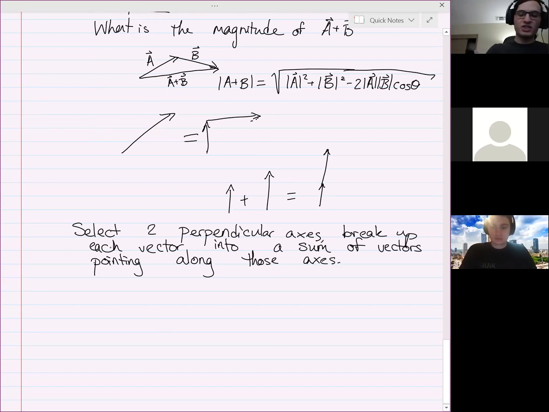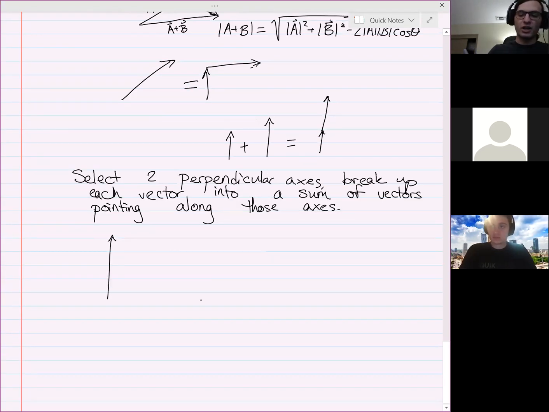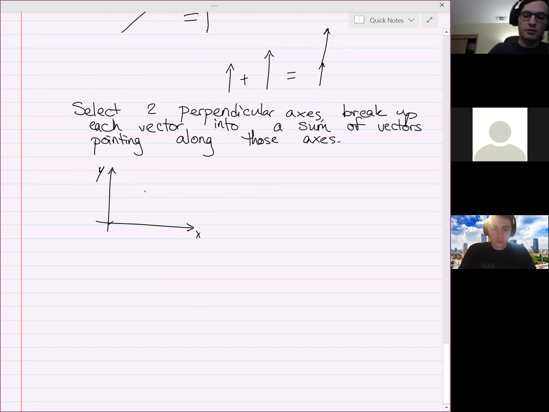So we might say, let's just call these two perpendicular axes, maybe call it x and y. So what we do is if we have some vector, say a, we would break it up into a component that goes vertically along that axis and a component that goes horizontally along that axis. And so this length here, that's what we would call ay. Sorry, this length here is what we would call ax.